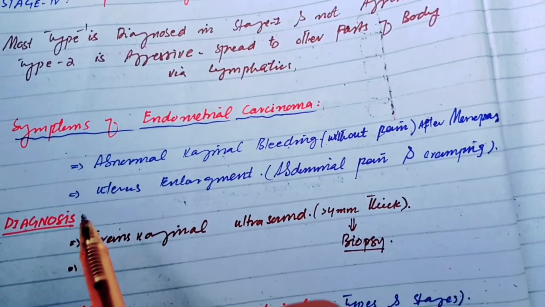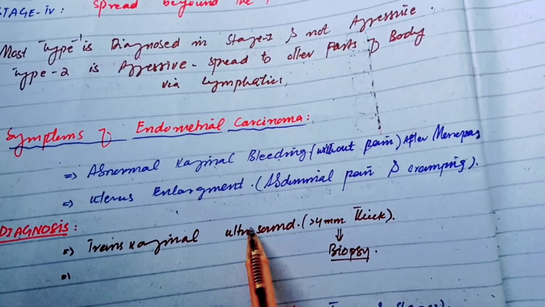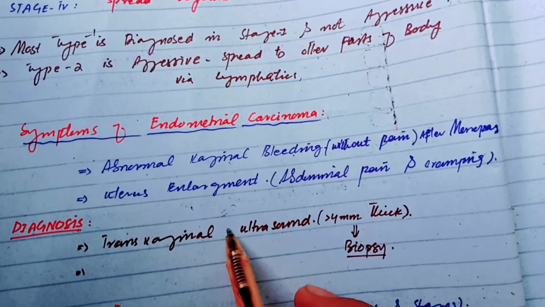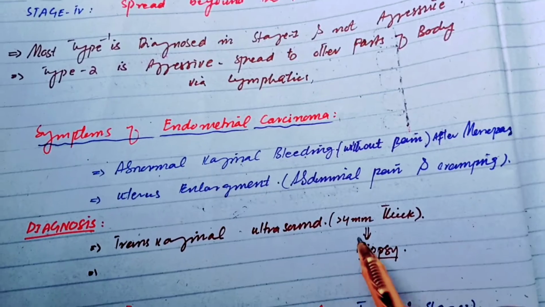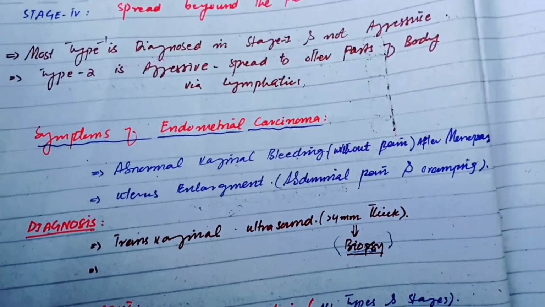Now, how to diagnose endometrial carcinoma? The diagnosis can be done by transvaginal ultrasound, which will reveal the thickness of the endometrium, and if the thickness is greater than 4 millimeters, then do a biopsy, and it will confirm the diagnosis of endometrial carcinoma.